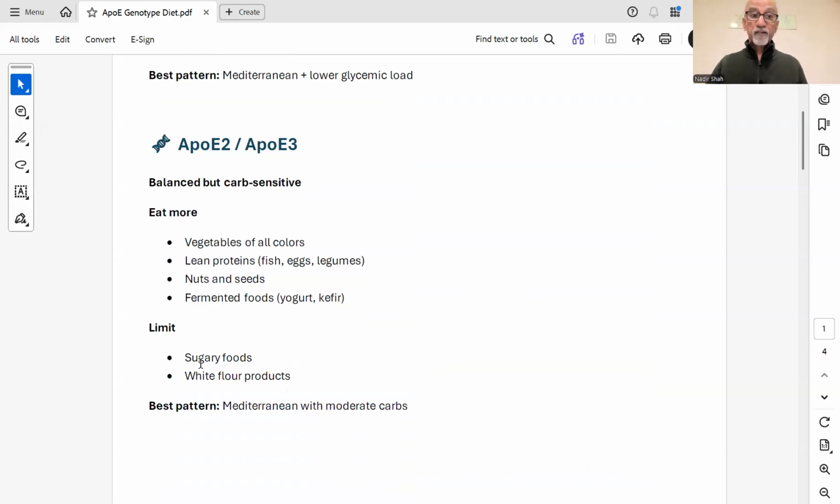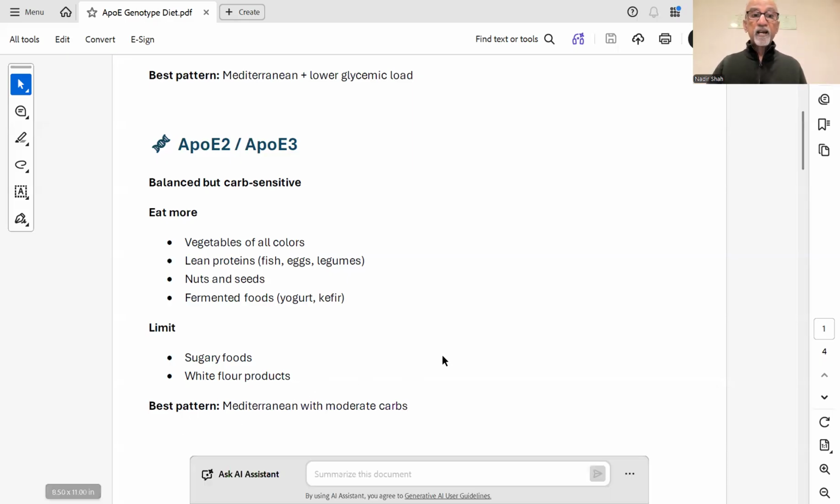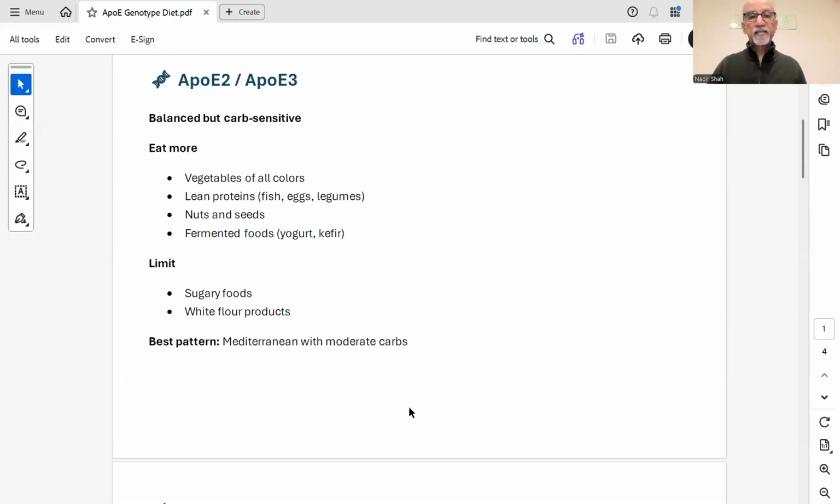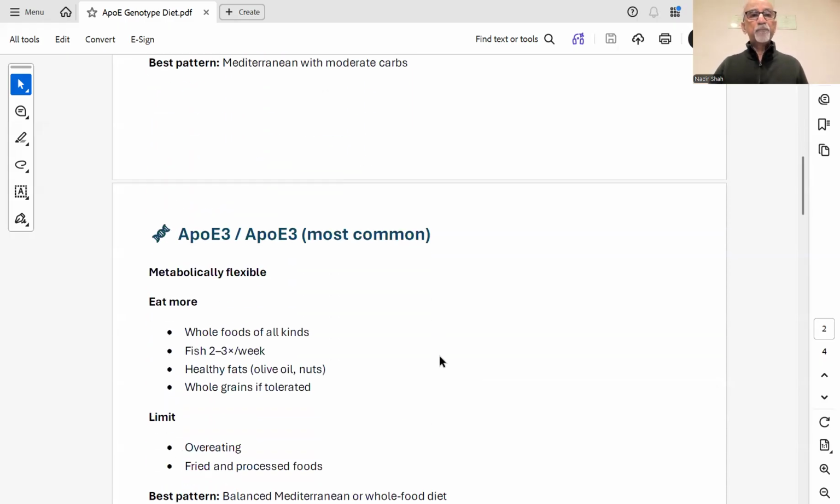Limit sugary foods. Okay, as I said, because they are carb sensitive, limit sugary foods, limit refined carbs. White flour products, again, white flour products is nothing but refined carbs. Best patterns are Mediterranean with moderate carbs, particularly moderate carbs. When we are talking about it, it should be complex carbs. Okay, ApoE 3-3, this is the trait I carry, most common. I would say close to 70 to 75% of the world population carry 3-3. So this is the most common genotype.